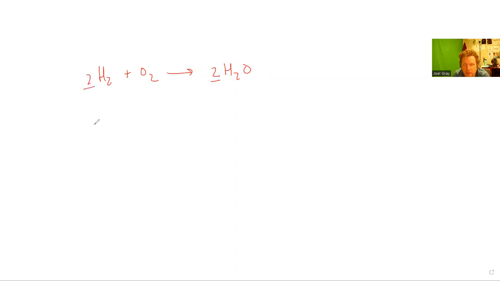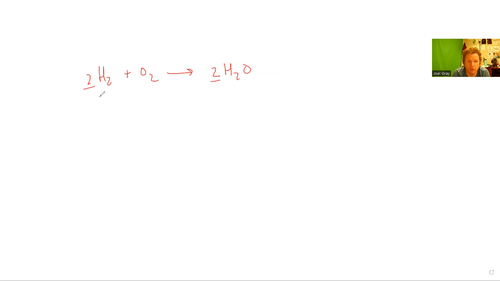Now, what this tells us is that the simplest and most efficient way for this reaction to take place is if 2 moles of H2 react with 1 mole of O2. And when that happens, you will get 2 moles of H2O. So you have molar ratios here.